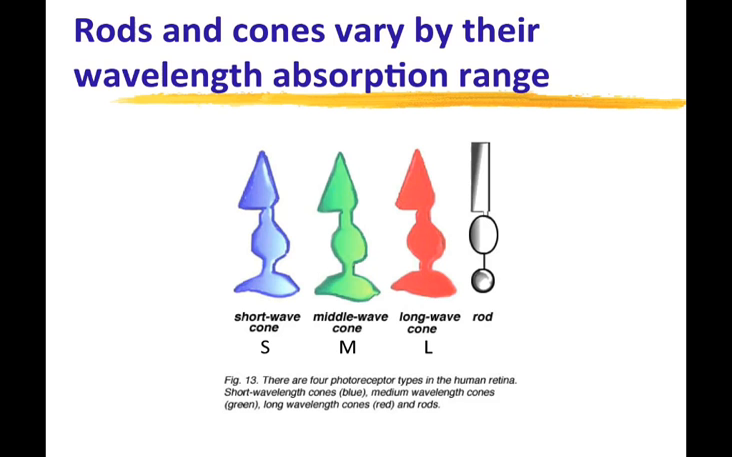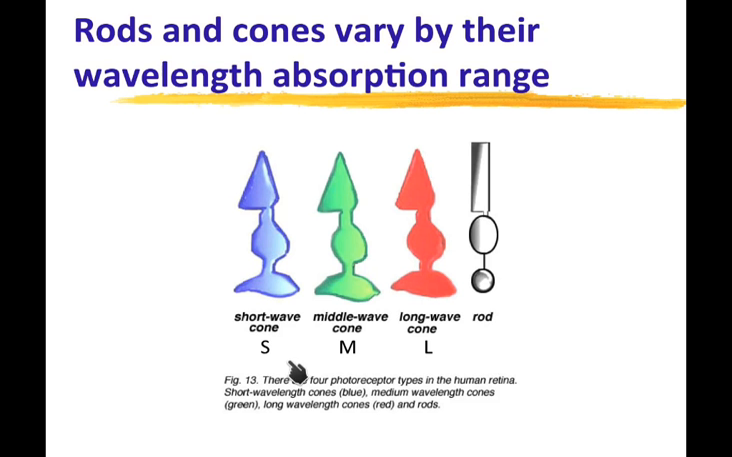So how does that relate back to our photoreceptors? It turns out that there's 3 classes of cones and 1 class of rods. And these 3 classes of cones are colored by the wavelengths that they're sensitive to. Their shape is the same, it's a conical shape, but they have a different pigment. Because they have a different pigment inside them, they become sensitive to different wavelengths of light.